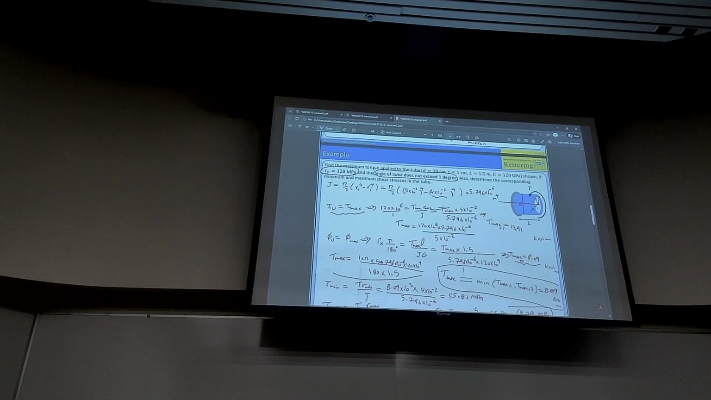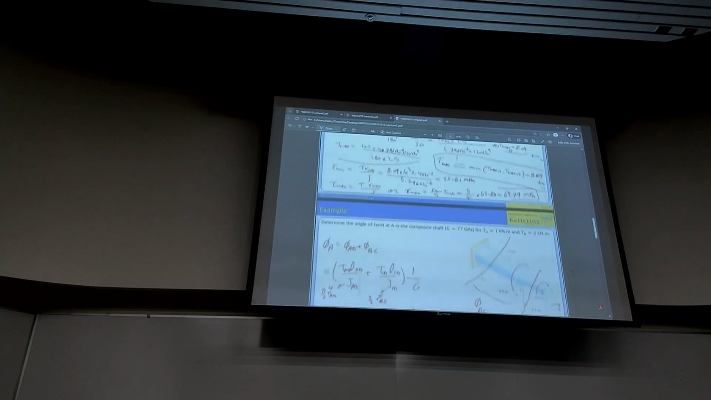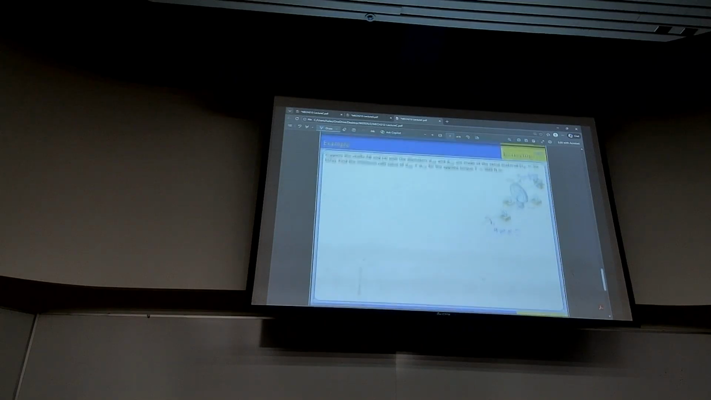Whenever we say how thick it should be, you're pushing the material to the strength limit. You see how we use this? We equate tau max and tau u. We're pushing it to the strength limit. So let's do the same here. So tau u equals tau max.